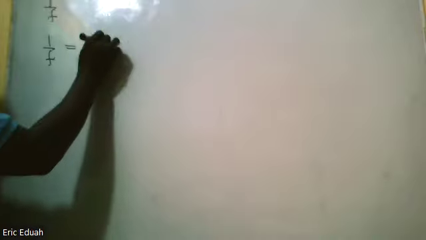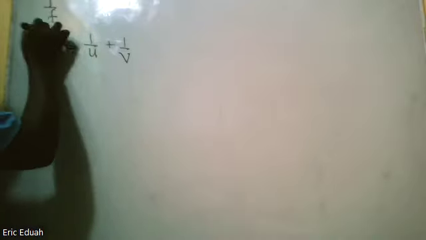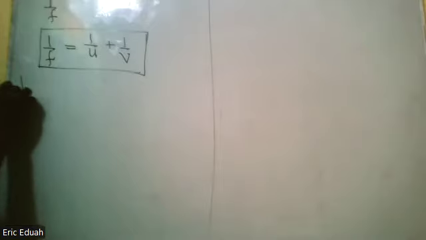1 on F, okay, let me bring it down. 1 on F is equal to 1 on U plus 1 on V is the mirror formula. It is the mathematical relationship or expression that establishes the relationship between object distance U, image distance V, and focal length F of the mirror. Apart from using this, there's something you must also know, and that is linear magnification.